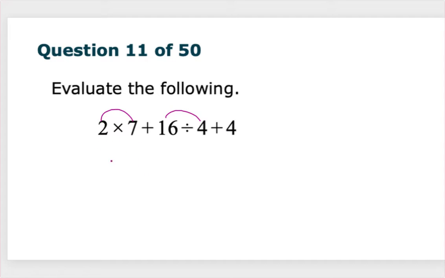So 2 times 7 is 14, plus 16 divided by 4 is 4, plus 4. So now 14 plus 4 is 18, plus 4 is 22.